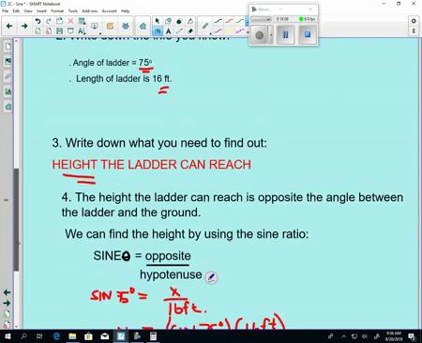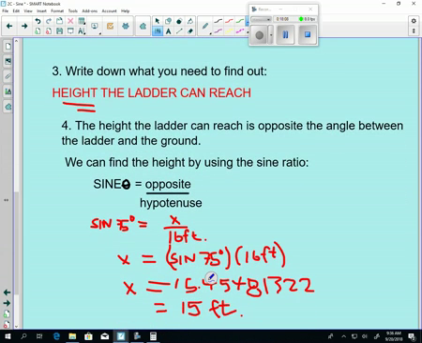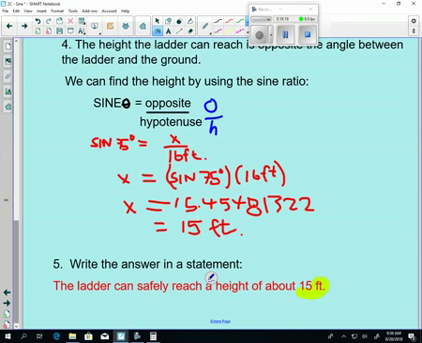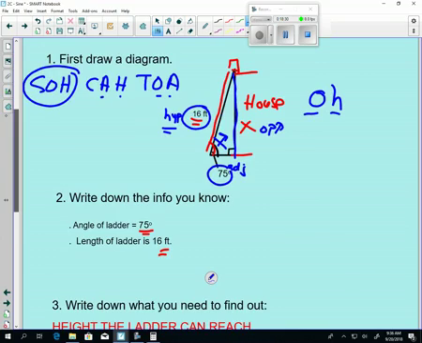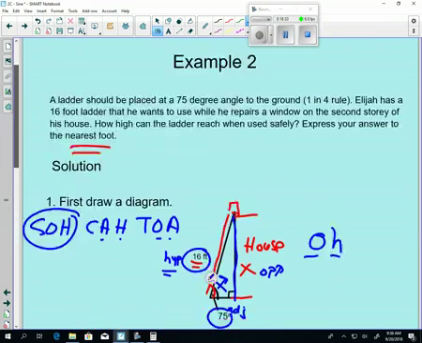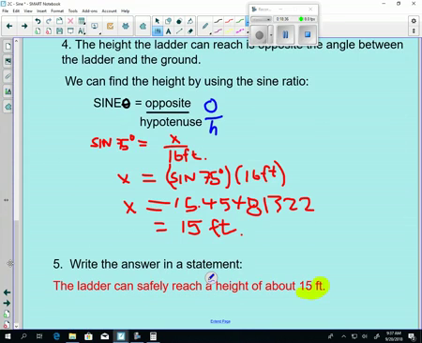So this is a sine problem. So I write that down. Sine of whatever angle they give me is the opposite over hypotenuse. That's O over H. The angle they give me is 75 degrees. The opposite side is the one I don't know, that's the height, so we put an X. We don't know what that is. And we know that the hypotenuse, the length of the ladder, is 16. So now we have an equation that we can use to solve for X.